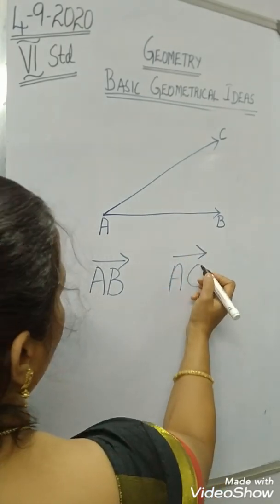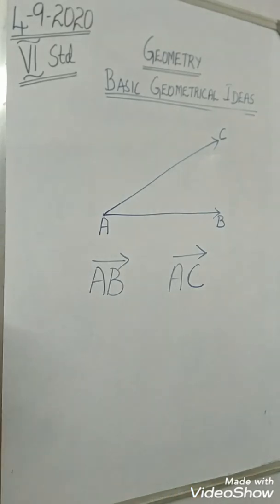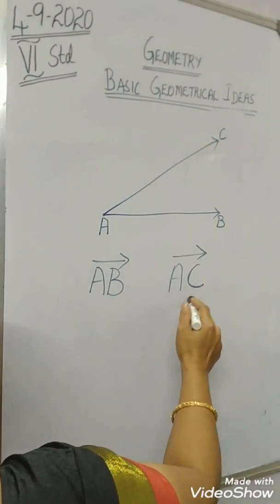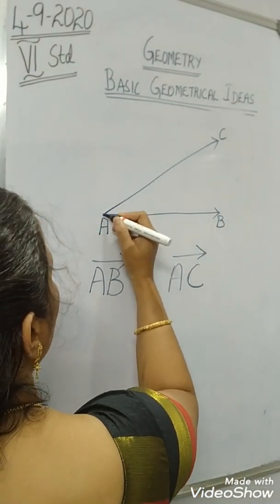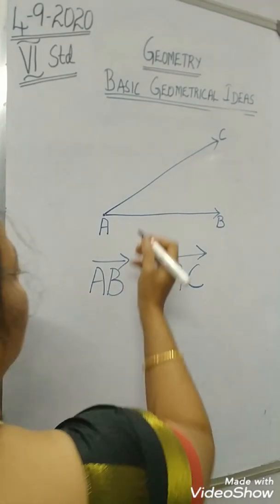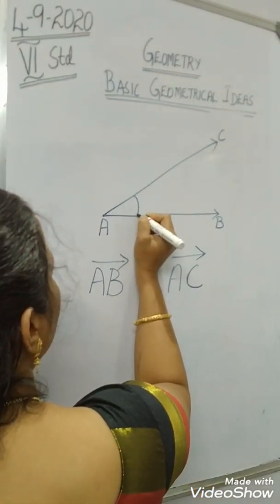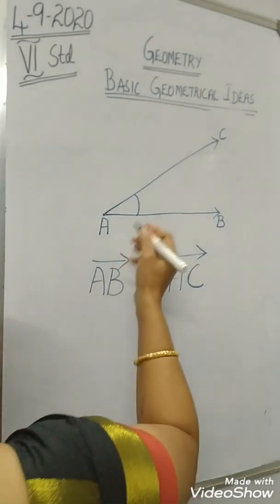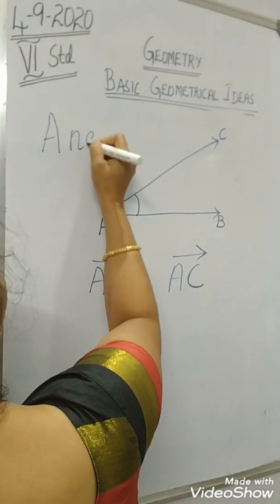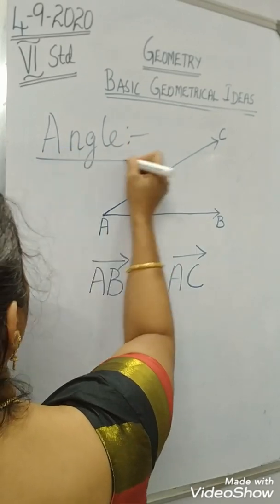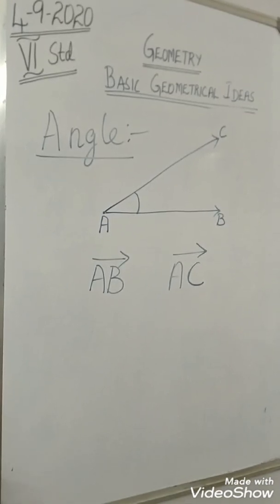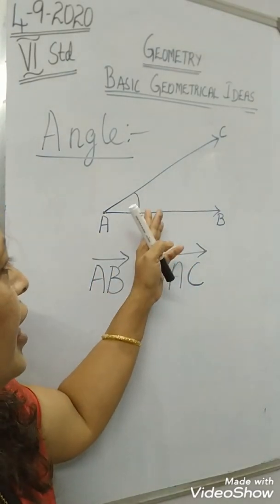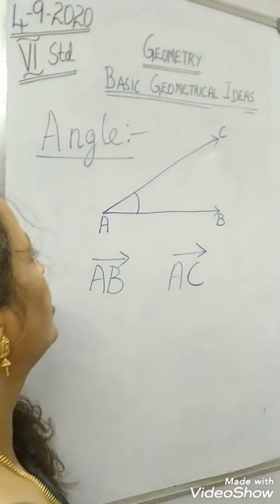This is the symbol for ray. So, you will write it like this. AB is a ray and AC is also a ray. When two rays start from a same common point, initial point, there is an angle formed between them. So, this is called an angle. The next topic is angle. Okay. When two rays start from a common initial point, an angle is formed. Yes, angle is formed here.